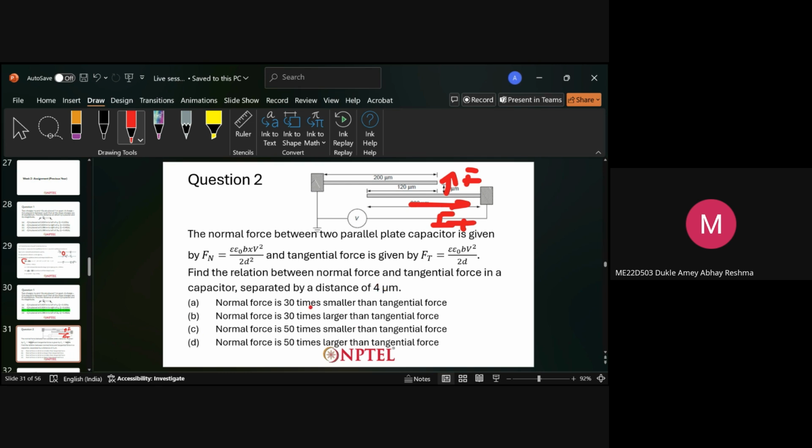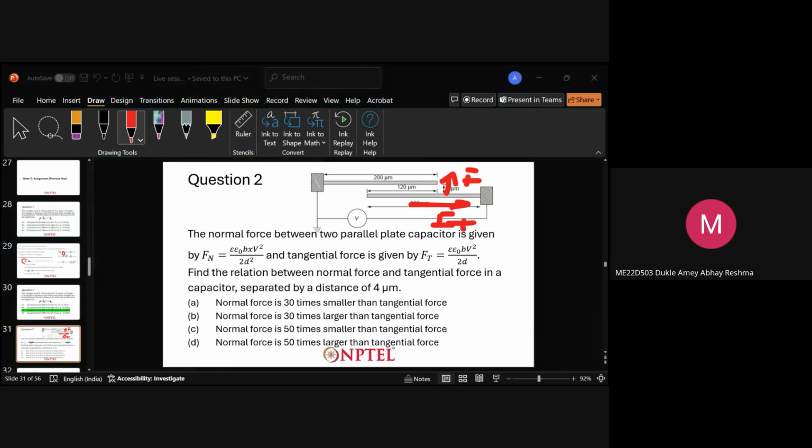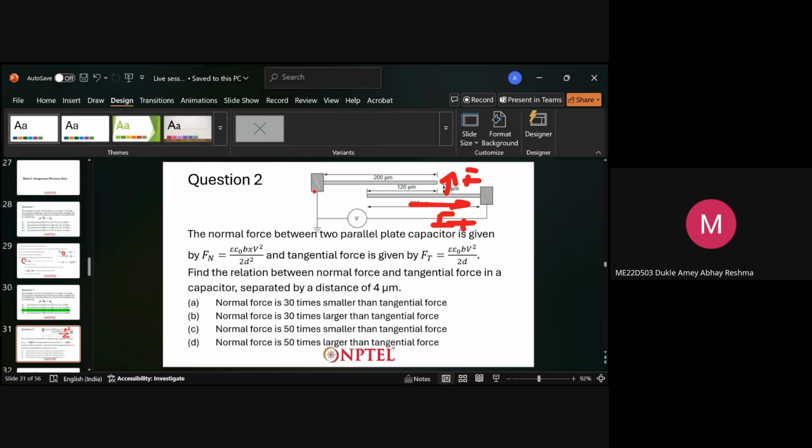Normal force is 30 times smaller than the tangential force. Normal force is 30 times larger than the tangential force. Normal force is 50 times smaller than the tangential force. Normal force is 50 times larger than the tangential force. This is one of the simplest examples because you have everything given here. So just substitute everything and you get your answer.